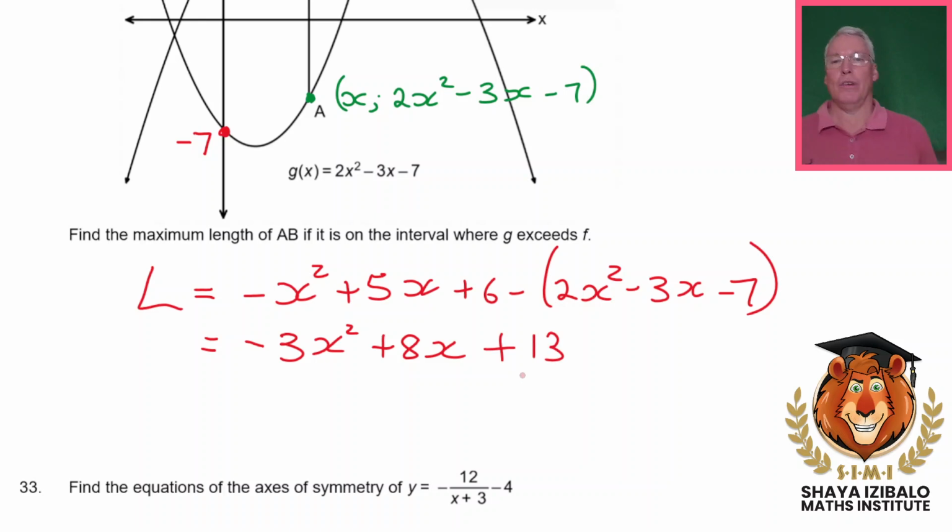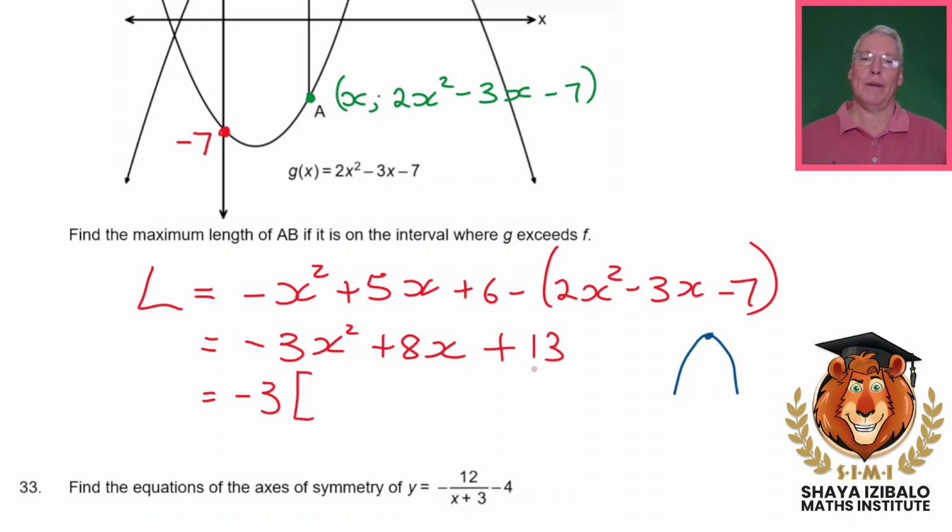And we want to know where that is at a maximum. Now, if we picture this as a graph, it's actually a graph that goes like that, and we want to find out what its maximum length is. There's two ways of doing this. One of them is to use our axis of symmetry formula, x equals minus b over 2a. But what we're going to do is try and write this in completed square form.